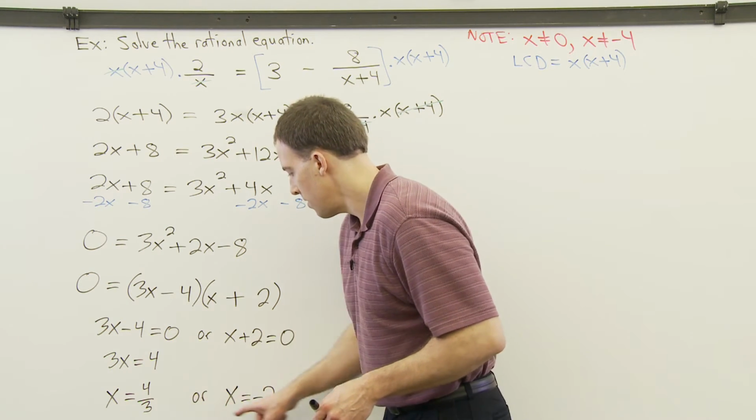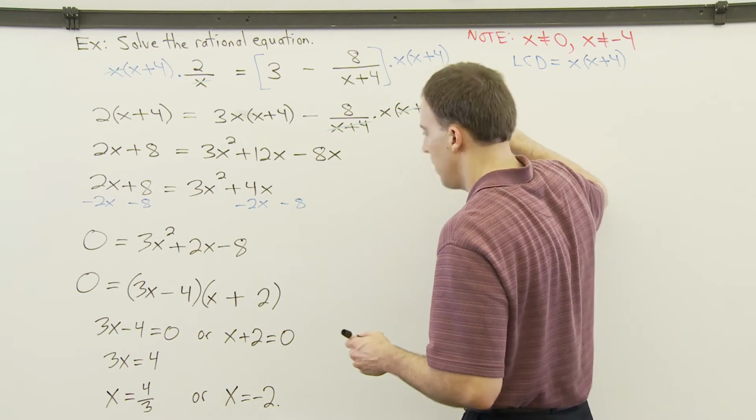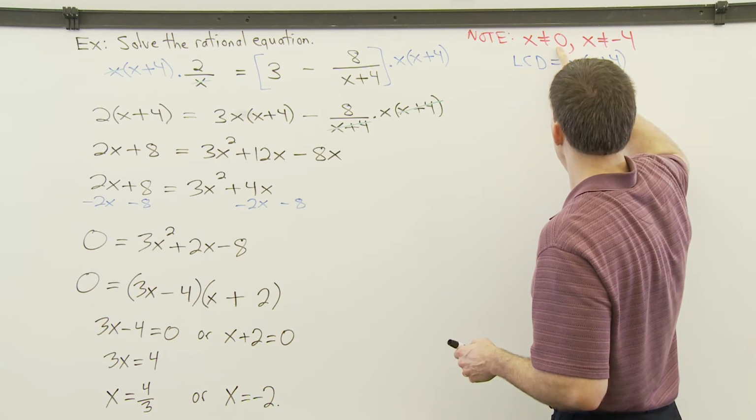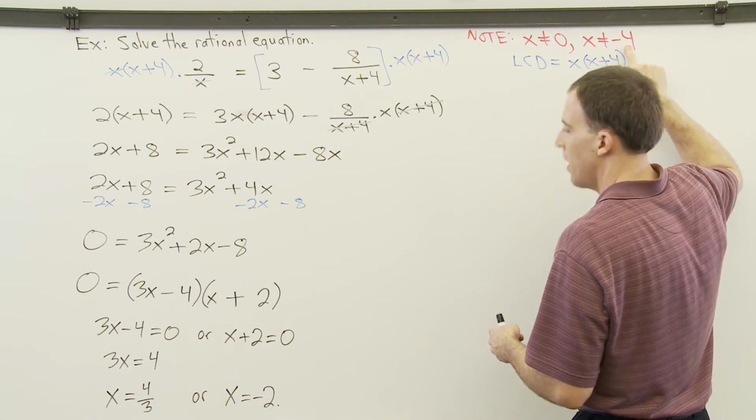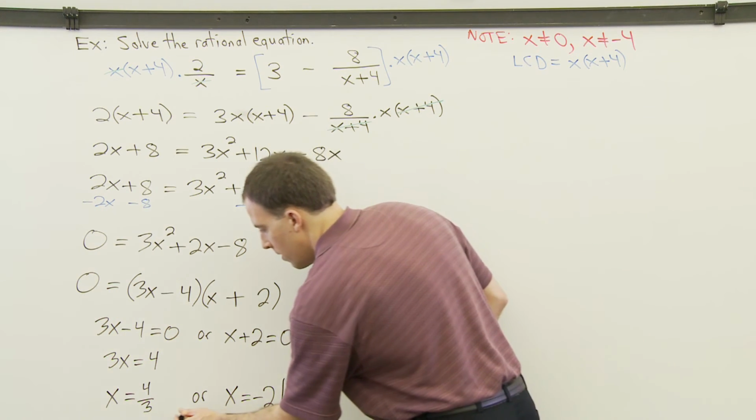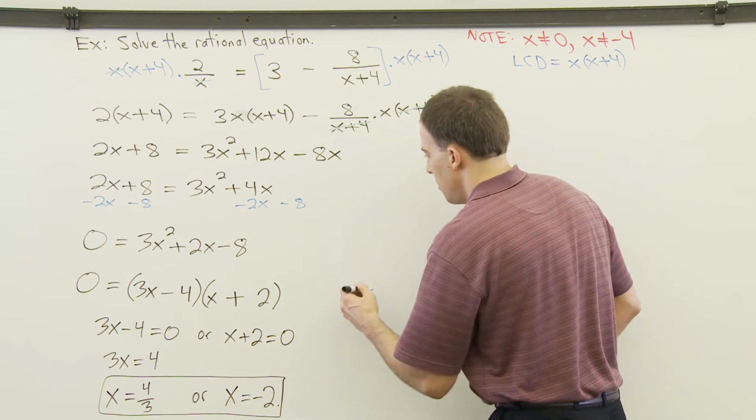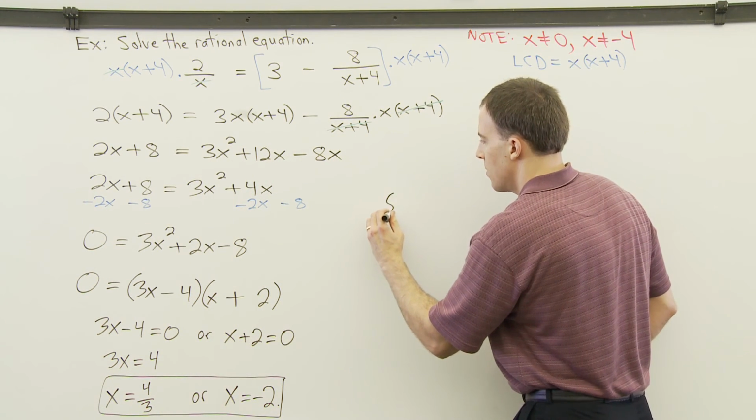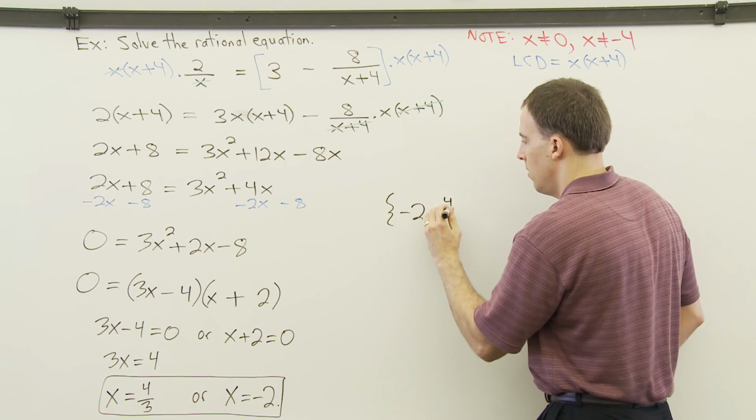We need to check and make sure these are valid by comparing them to the restricted values that we wrote down initially. x was not allowed to equal 0. We didn't get that. And also x was not allowed to equal -4. We didn't get that either. So these answers are both valid. We have two solutions to this equation, and in solution set notation, we could write the answer like this. In set braces, -2, 4/3.